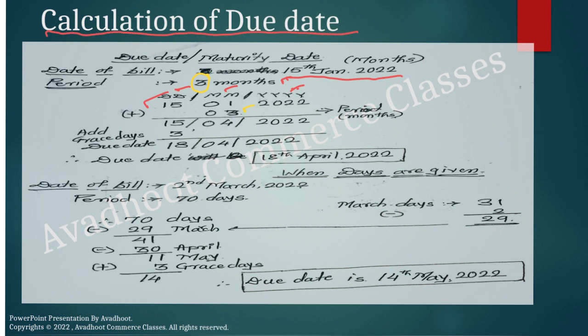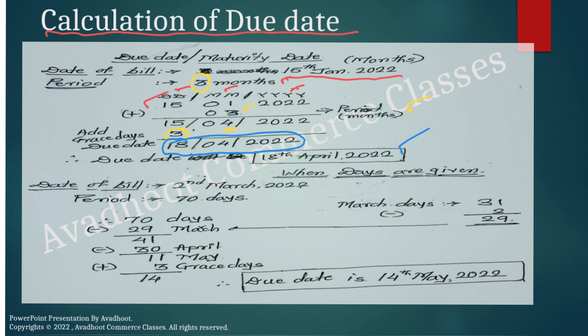Therefore, that 3 months we have added here. January means first month, 1 plus 3, 4. 15th April 2022, that is the period we have added. As per the act, we have to add 3 days more. That 3 days is to be added, and 15 plus 3 days is 18. Therefore, your due date becomes 18th April 2022. I repeat, 15th January, add 3 months, it becomes 15th April, add 3 days, it becomes 18th April 2022.